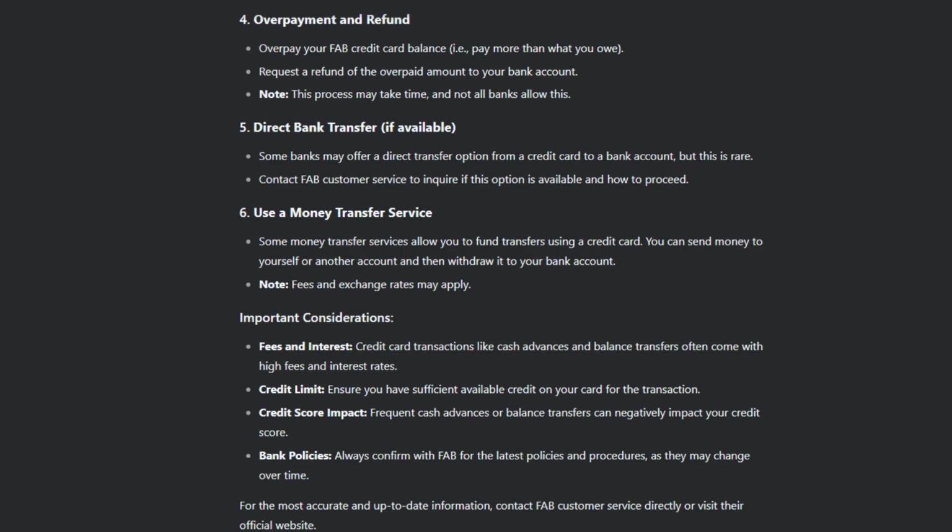Bank policies. Always confirm with FAB for the latest policies and procedures, as they may change over time. For the most accurate and up-to-date information, contact FAB customer service directly or visit their official website. And that's it, you are done.